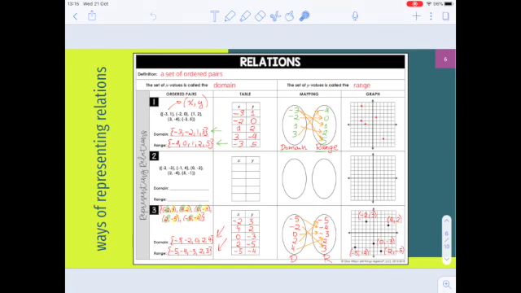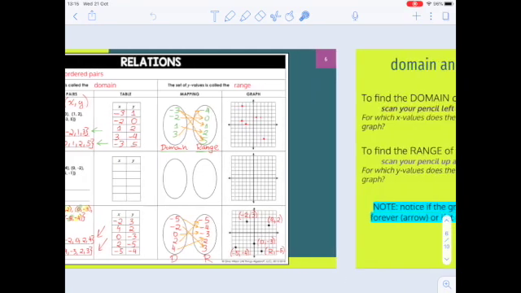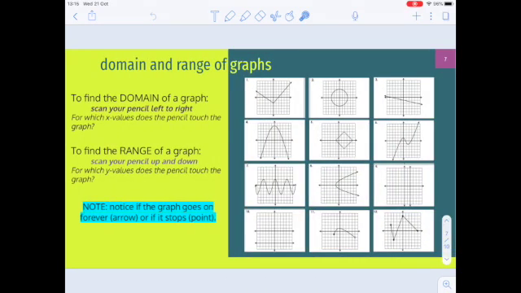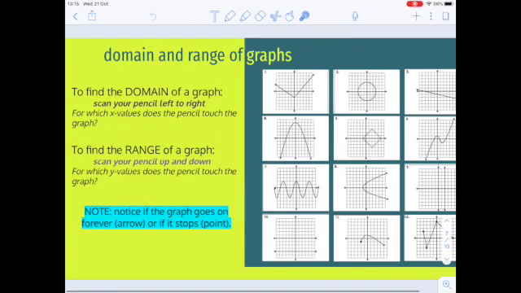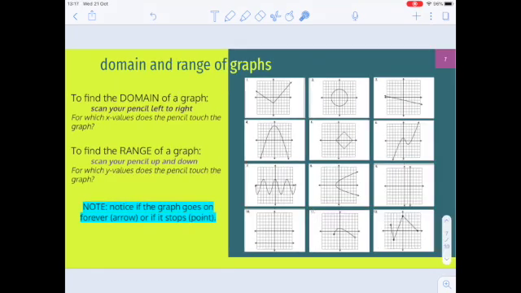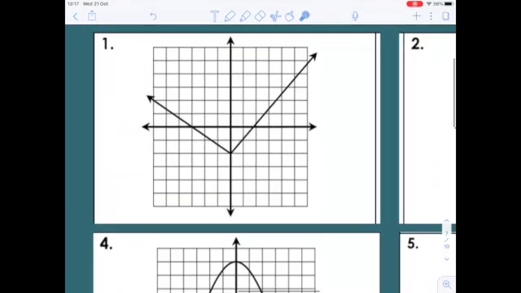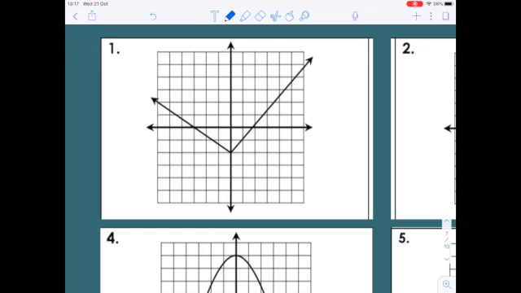Whenever we had ordered pairs, it was very easy to find the domain and range of my relation. But if I have a graph, this is not so easy anymore. So how are we going to find domain and range of graphs? Whenever you're going to do this, there are several strategies. But let's start with the more conceptual one, and then we'll go on to some different options for you to find domain and range of graphs.